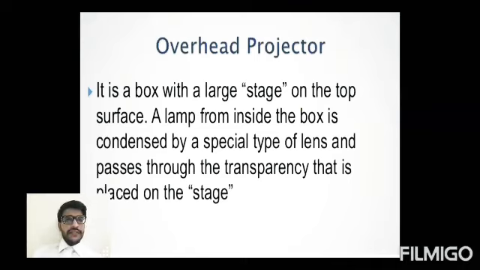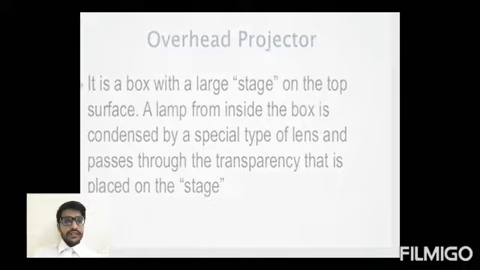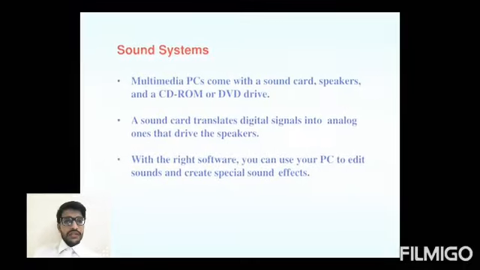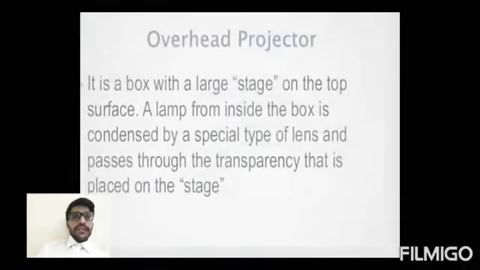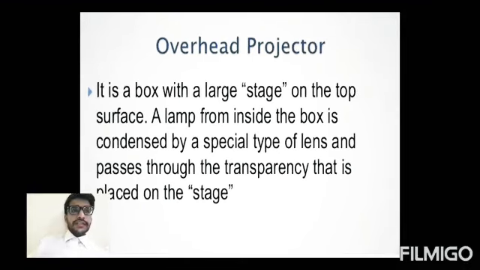Overhead projector is a box with a large stage on the top surface. A lamp inside the box, through a special type of lens, passes light through the transparency in a clear stage. Generally, a projector device uses light and lenses, taking an image and projecting a magnified image onto a large screen.